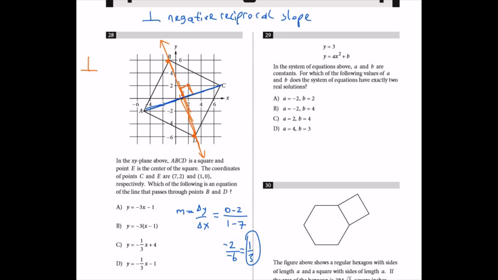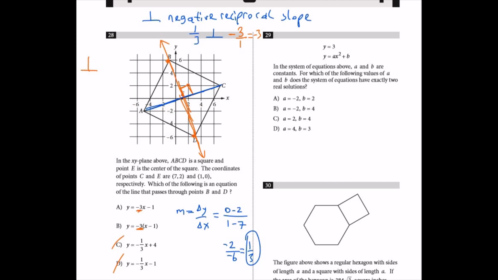If the slope of the line is 1/3, the negative reciprocal of this 1/3 is, you negate it, which means multiply by negative 1, and then flip the fraction, 3 over 1, which is negative 3. So the slope of the other line will be negative 3. So this and that is eliminated because they are not negative 3 slopes. This is negative 3 slope, this is negative 3 slope.